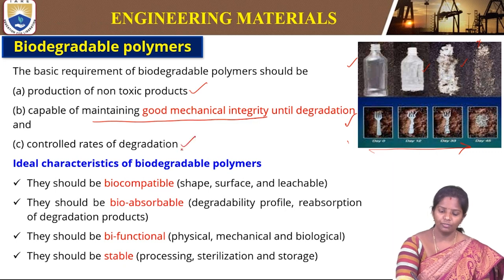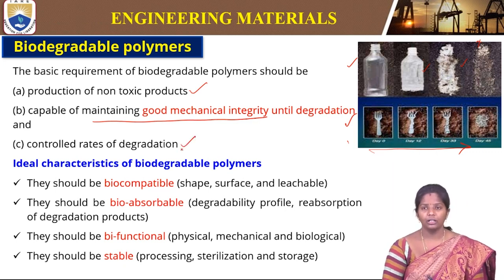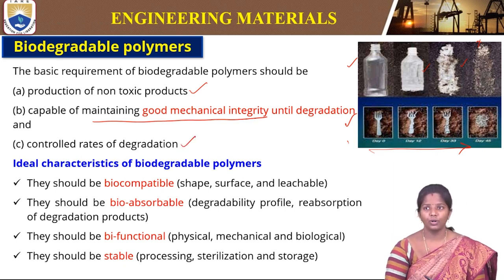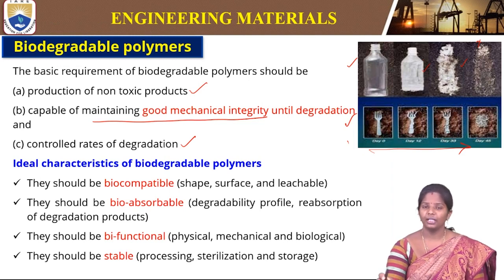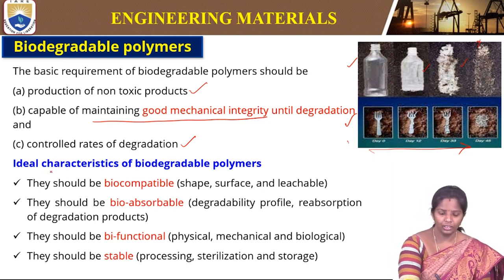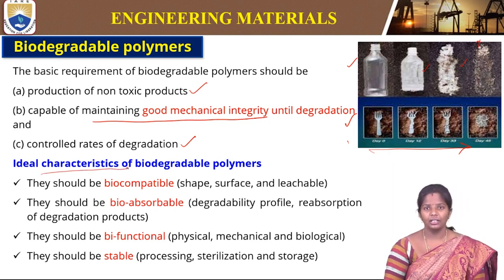And control the rate of degradation. So there should be control on the degradation process, so that eventually all the material of the polymer gets degraded. So what are the ideal characteristics of a biodegradable polymer?